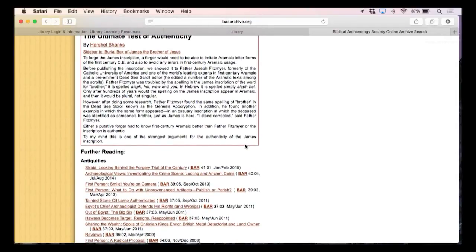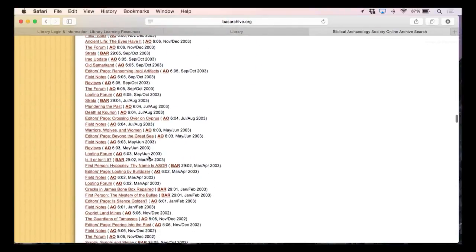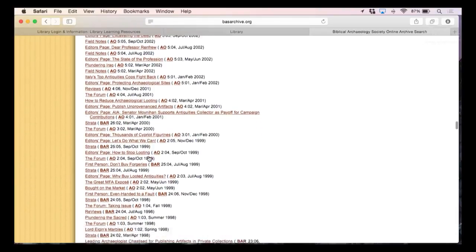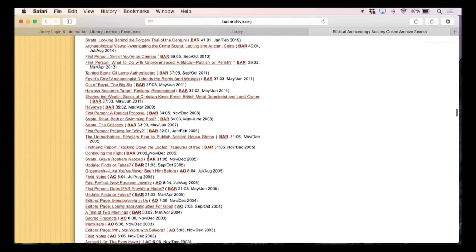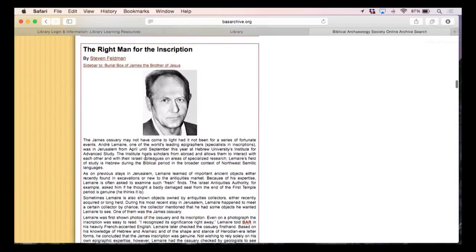Now, what if you were writing a paper about James, the brother of Jesus? And what if you were writing about modern theories about James, the brother of Jesus? This could be something that you could definitely put into such a paper. And I found it just by putting in James, brother of Jesus. And then down here, it gives me other articles that might help me that are on the same topic or a similar topic. This is called a bibliography. At the bottom of a paper, he is given it's called further reading. A bibliography in your paper that you would write would be about the articles that you actually use.